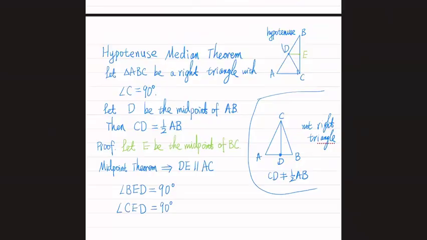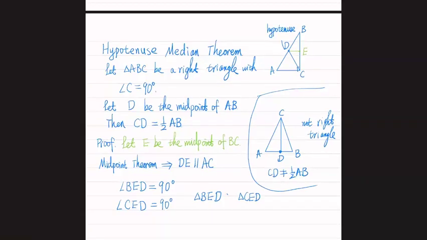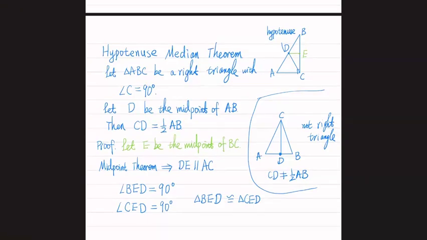Now let's check the two triangles. Triangle BD, triangle CED. I wanted to say they are congruent, but I want you to tell me why. What theorem do you apply to conclude that these two triangles are similar?